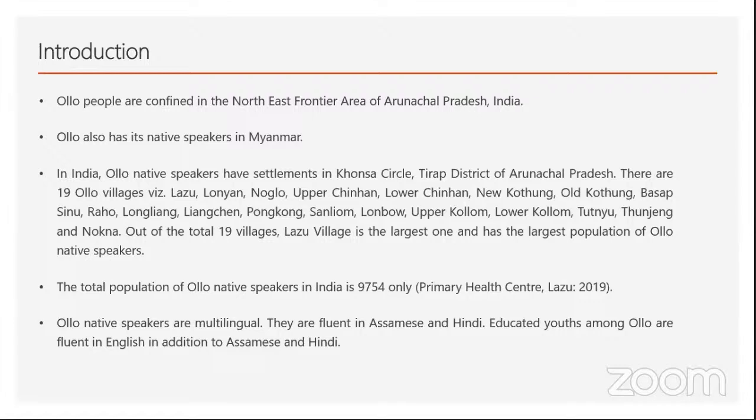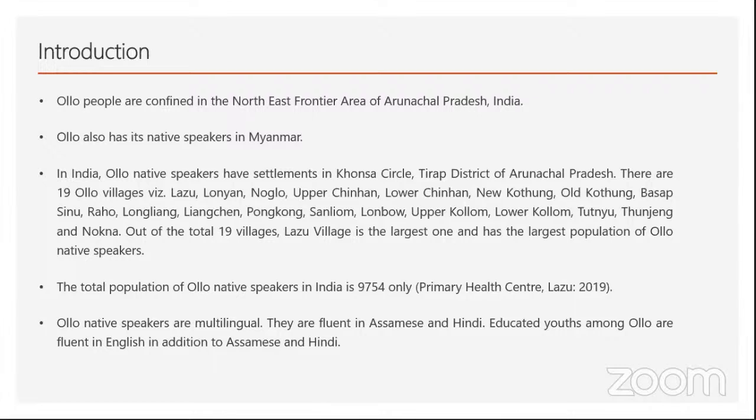When we say Longliang, most of us might be familiar with the name of this village because a fire incident recently occurred there, and there was a loss of 2 lives, and around 114 houses were gutted. The remaining villages are Sandom, Lonbo, Upper Kolom, Lower Kolom, Tunyu, Tunjeng, and Nokna. Out of these villages, Laju is the largest one, and it lies in the center of all these villages, surrounded by the remaining villages.